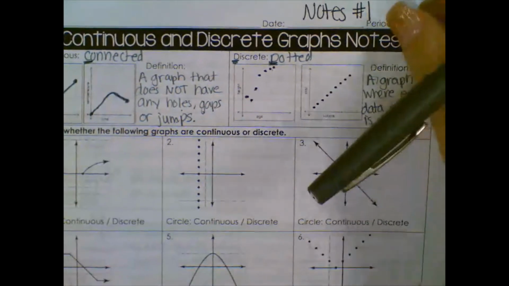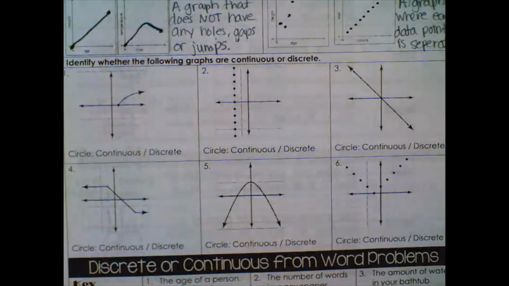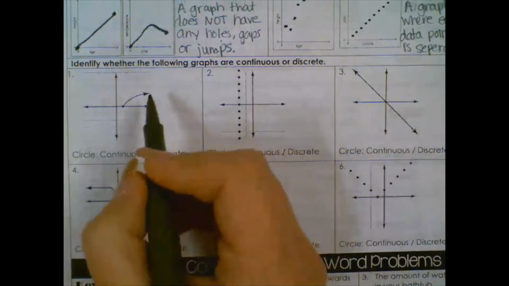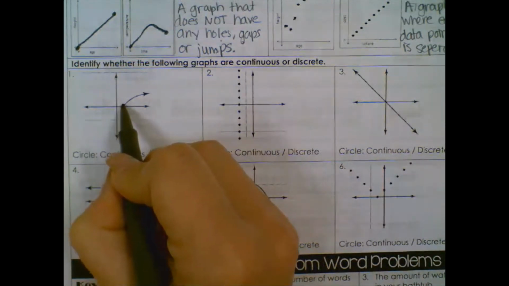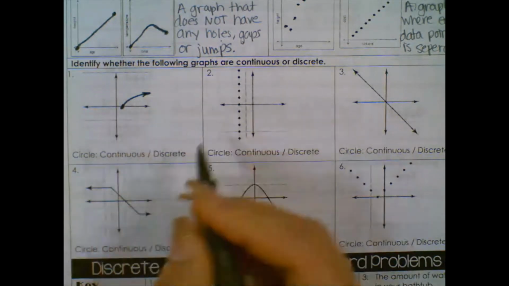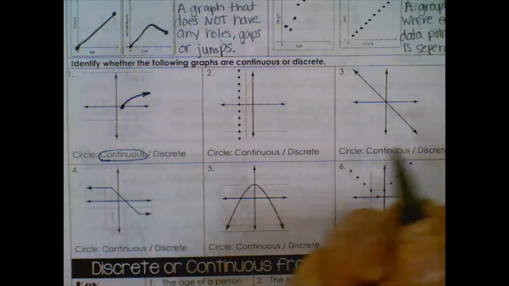So our first task of the day is to be able to identify the difference. So looking at these example problems, it's just asking us to identify continuous or discrete. So this first one, this is the beginning of my graph. This is where it ends, and I can trace along the entire thing. There is no place where I pick up my pencil. So it is continuous or connected.